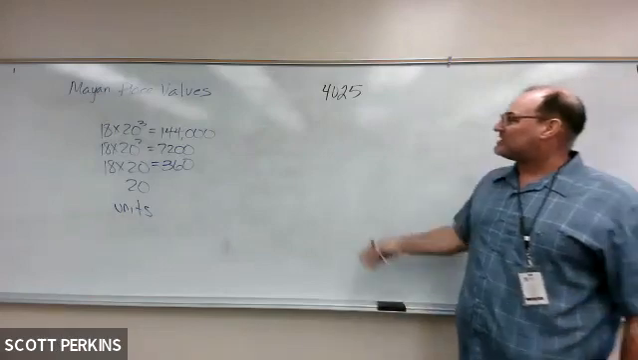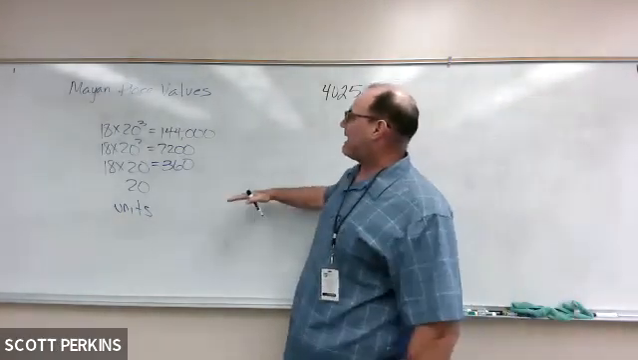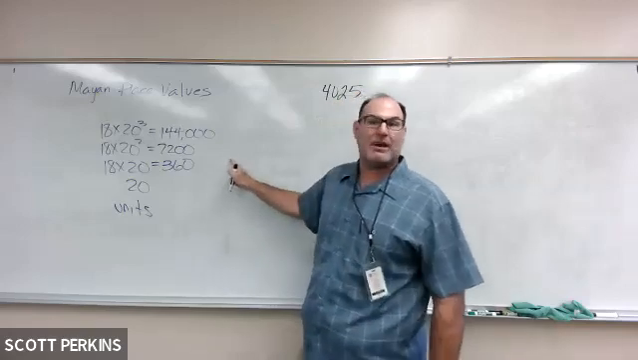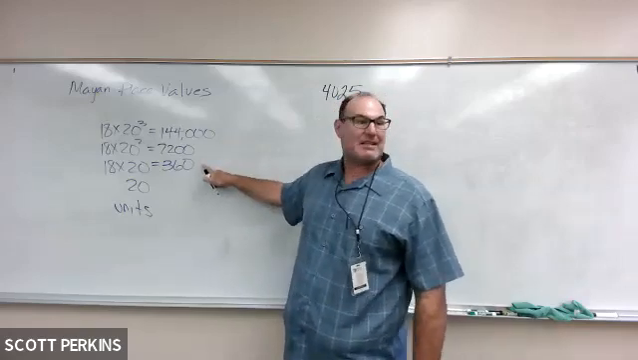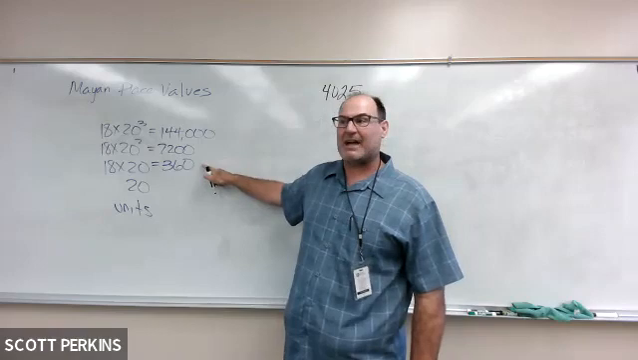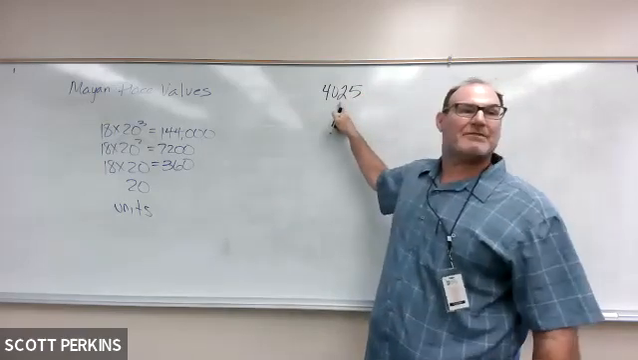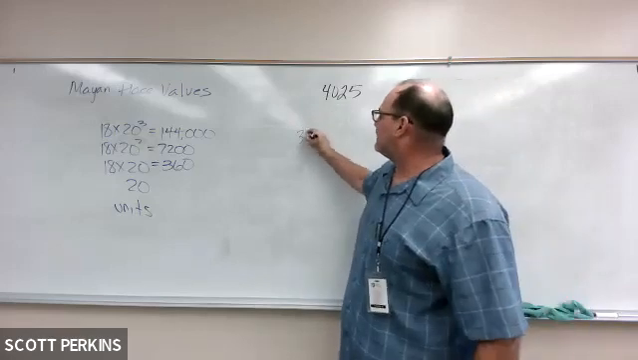Well, which place am I going to start with? What is the highest place value that I can divide into 4,025? 360. Okay, this place right here is the highest one. 7,200 is too big. I don't have a full group of 7,200. So 360.